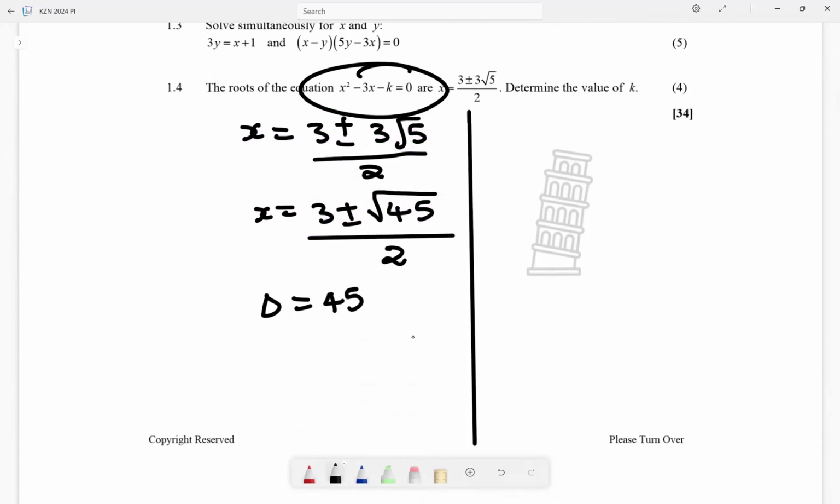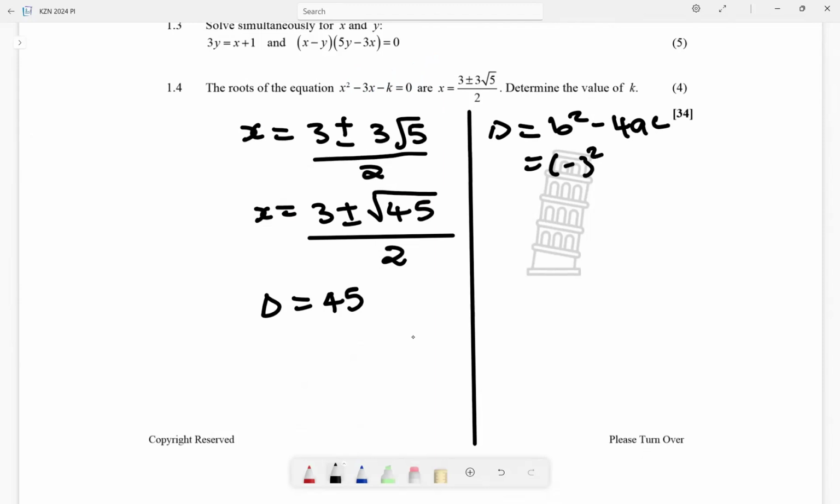Let's try to find the discriminant for this one. I know the discriminant is b squared minus 4ac. Remember, we are trying to solve for k. What is b? b is negative 3, squared, minus 4. What is a? a is 1. What is c? c is negative k. Then here we have 9 minus negative 4 multiplied by 1 multiplied by negative k, which is plus 4k.